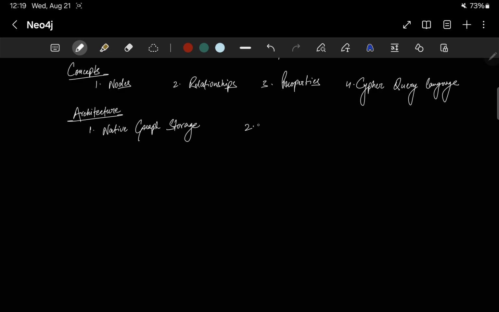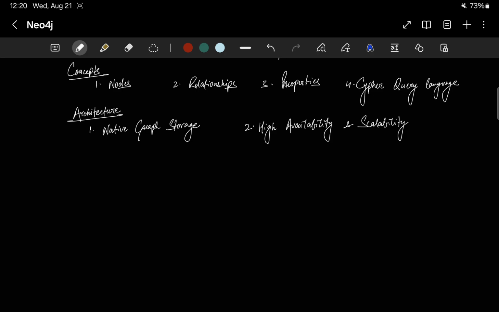Next is high availability and scalability. Neo4j is designed to be highly available and scalable, with features that support large datasets and distributed environments. Neo4j supports clustering, which allows multiple instances of the database to work together, thus providing fault tolerance and load distribution. And for very large datasets, Neo4j can distribute data across multiple machines, thus enabling horizontal scaling.